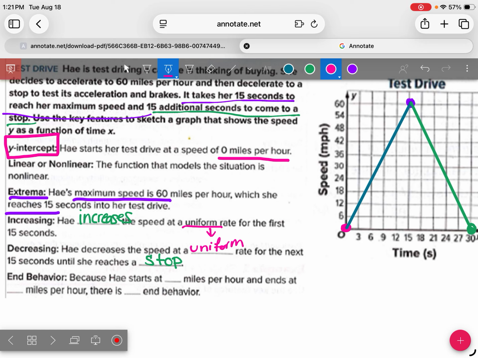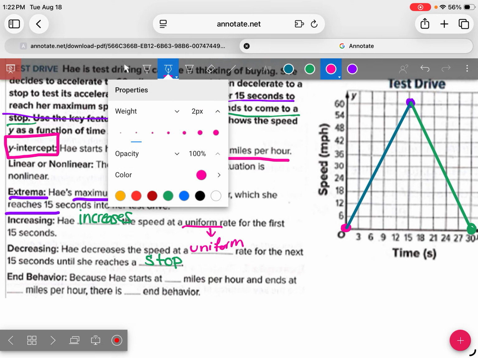Since she starts at stopping, like the car was parked at the beginning, and the car is parked at the end, she is stopping at 0, and she is stopping over here. What's going on with the end behavior? Do we have arrows? Should we have arrows? Because can I take a car and make it go negative 6 miles an hour? I can't go backwards in time. I can't go before my test drive. I can't go before I start. So there's no arrows because it doesn't make sense in this situation for anything to go out that far.